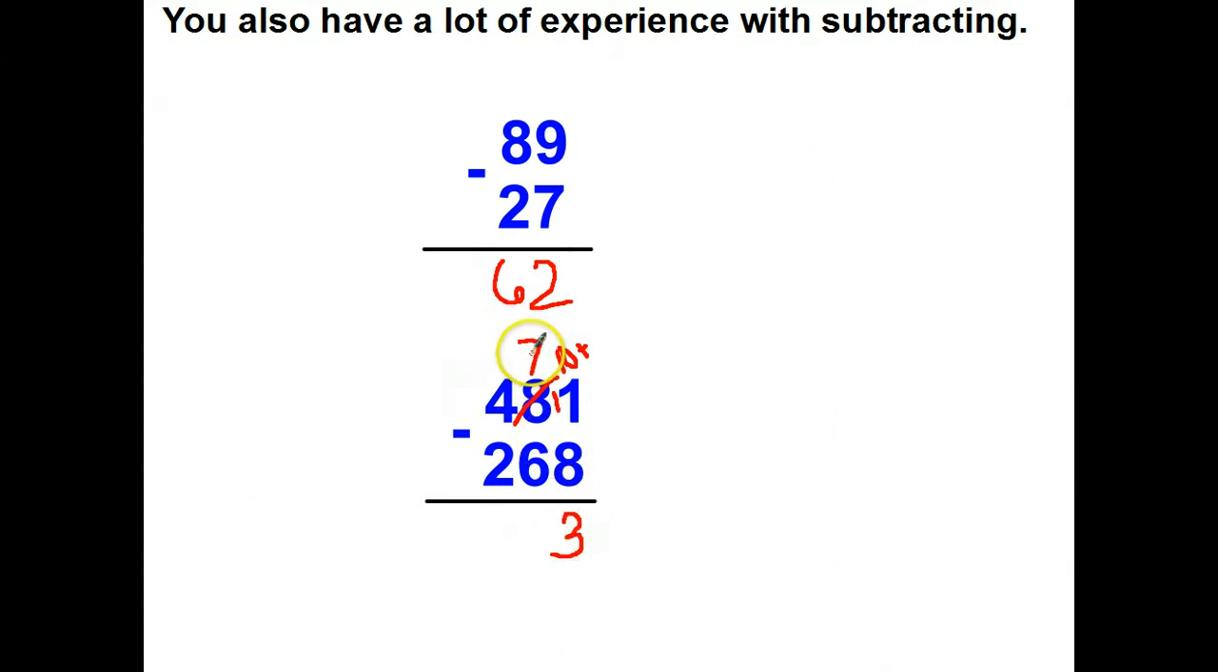Now here I only have 7 tens because I took this one out to break it up and put here. So 7 tens take away 6 tens gives me, ta-da, 1 ten, and 4 hundreds take away 2 hundreds leaves me with 2 hundreds. And 213 looks reasonable.